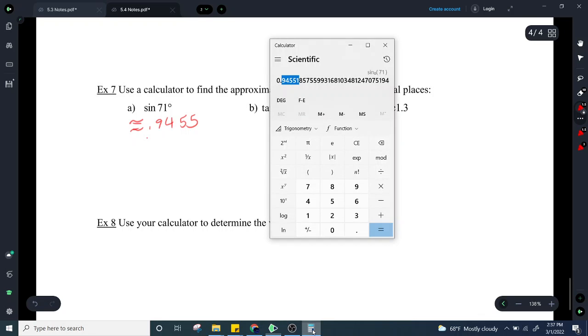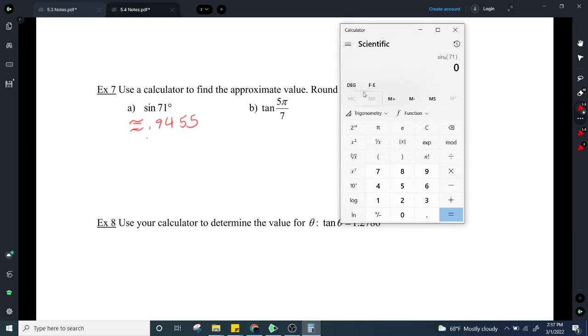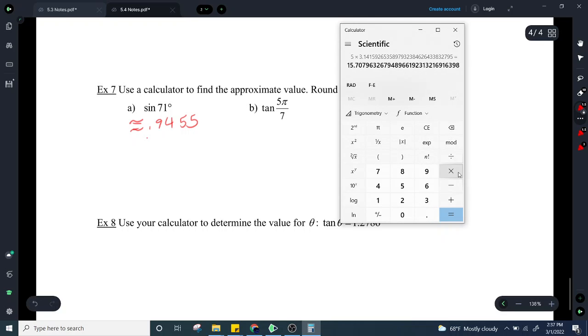Tangent of 5 pi over 7. So to put that in the calculator, let me go back to radian mode first of all, because this is radians. So I need to figure that out. It's a little tedious on the calculator. Oops, let me clear this out. 5 times pi. Oh gosh, do I have a pi key? There it is. All right, 5 times pi. I'm going to hit equals and then divide by 7. So I've got to get a decimal approximation for that angle first.